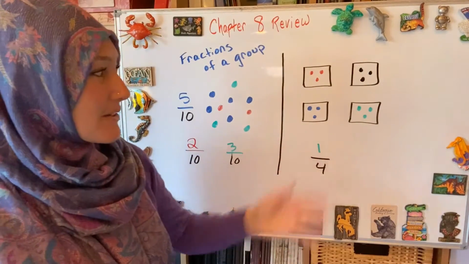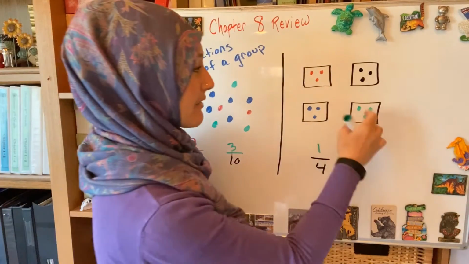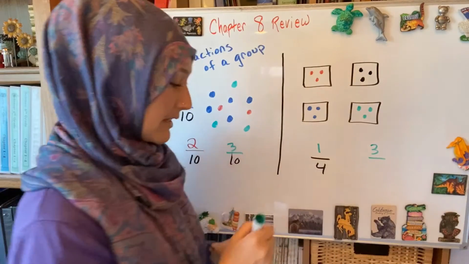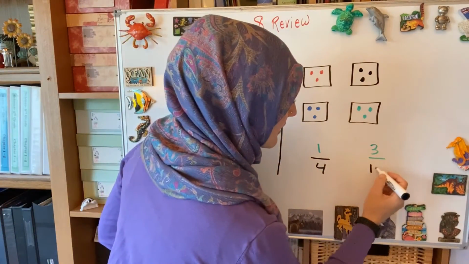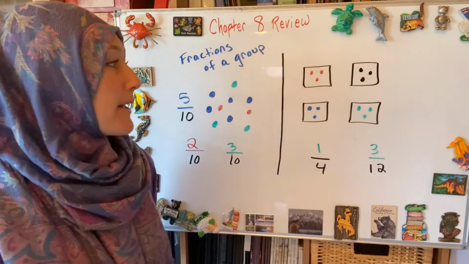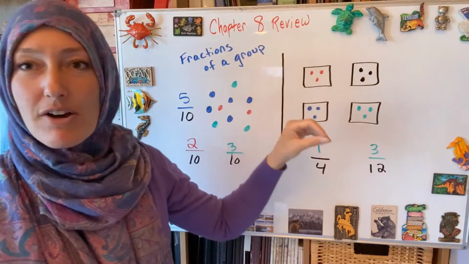So you could still talk about the individual pieces. What would that be? There are 3 green ones, out of how many? 3, 6, 9, 12. Out of 12. That works too. You could do that. So it depends on the question. But if you see them grouped, you can say 1 out of all of the groups.